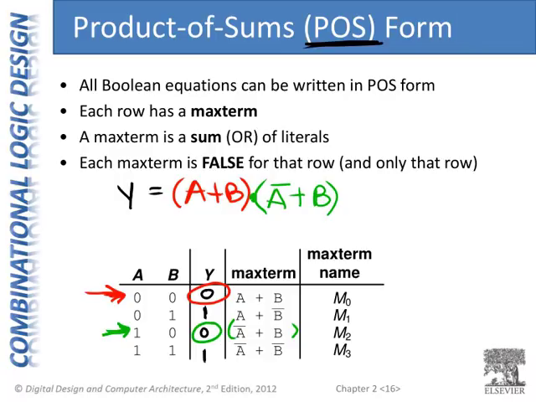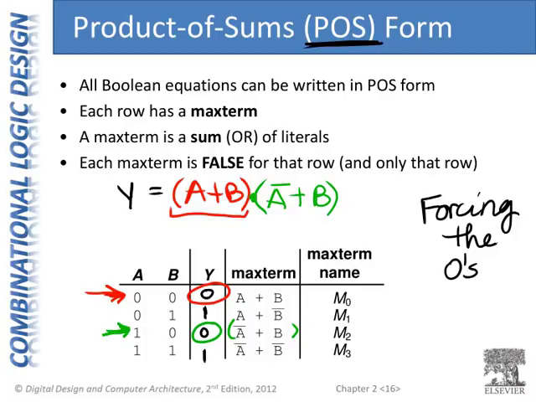So in product of sums form, we are forcing the output y to 0. So we're forcing the zeros on the output. So this term, A or B, forces the output y to 0 in the 0, 0 case. In the 0, 0 case, when A is 0 and B is 0, we'll get 0 or 0. That will evaluate to 0. We'll get 0 AND, well, it turns out to be 1. But 0 AND anything, that's going to be 0. We force that output y to 0 because of this A or B term.